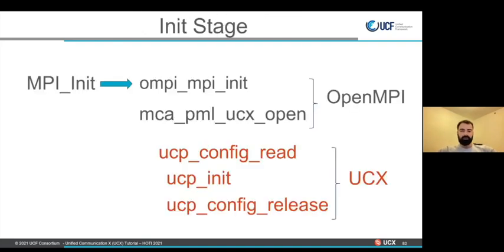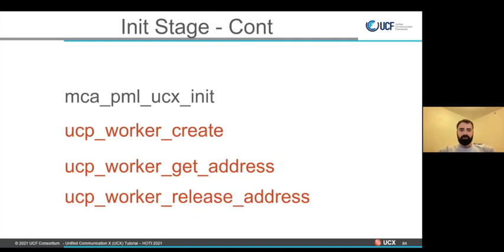Next slide. When we initialize the MPI library by calling MPI_Init, internally it initializes all components, including UCX. It calls pml_ucx_open, which reads the UCP configuration, calls the UCP initialization function, which creates the one and only UCX context, and then releases the configuration. Next.